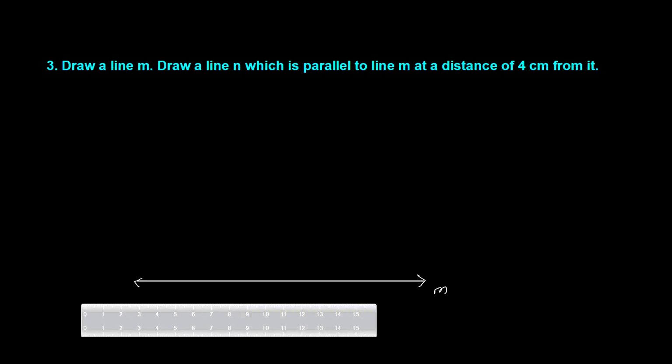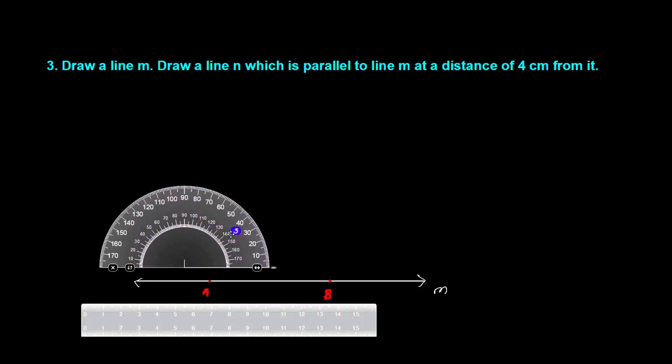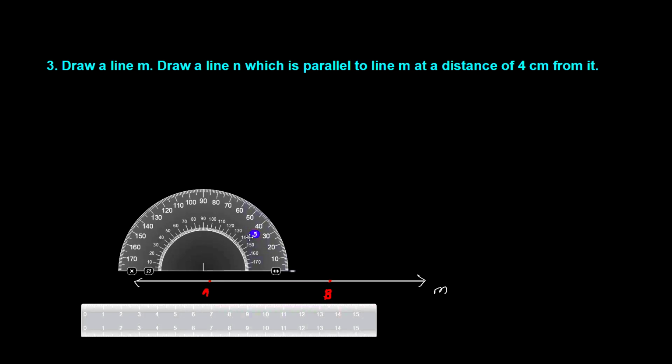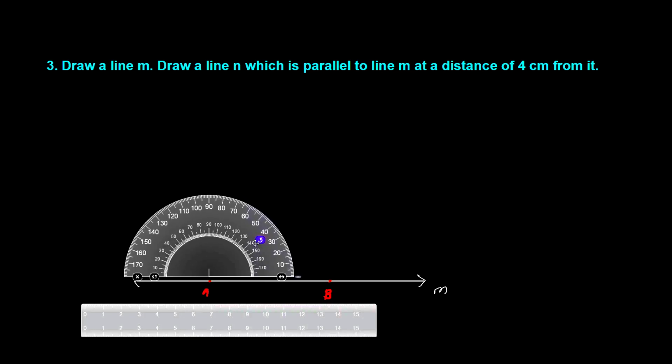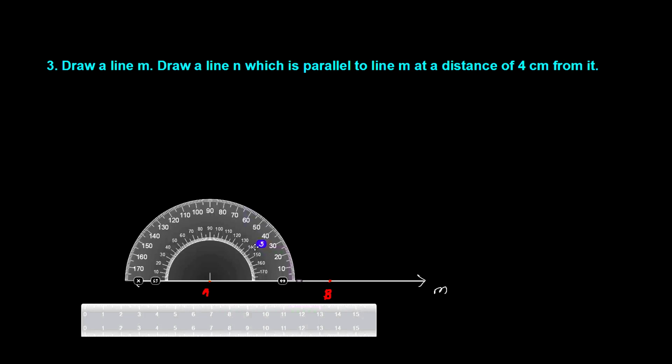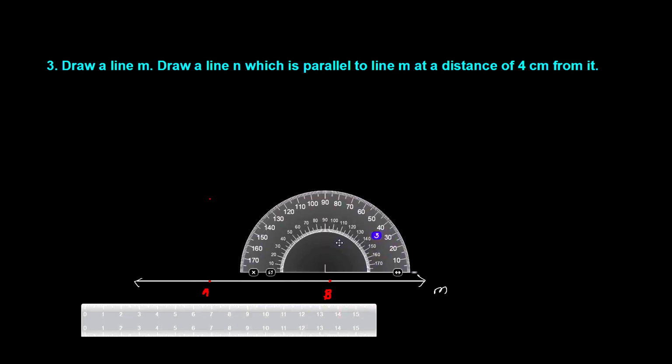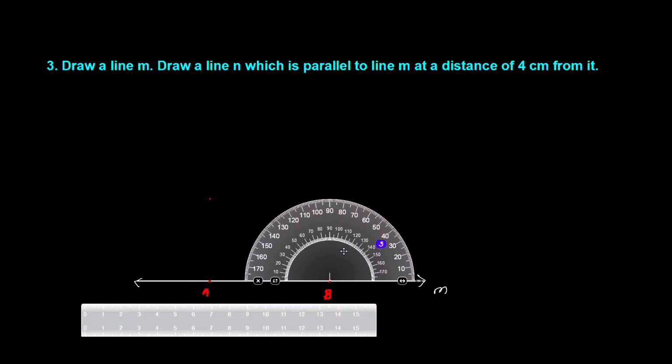Then we take any 2 points A and B on the line M. This is point A and this one is point B. Draw perpendicular to the line M from points A and B. We use a protractor. Put the line of reference coinciding with line M and the center of the protractor on point A as shown here. Take a point at 90 degrees. Then put the protractor on the line M and the center of the protractor on point B as shown here. Draw another point at 90 degrees.